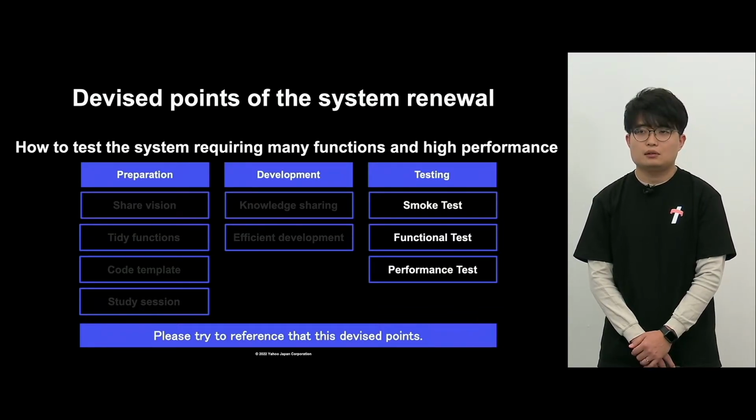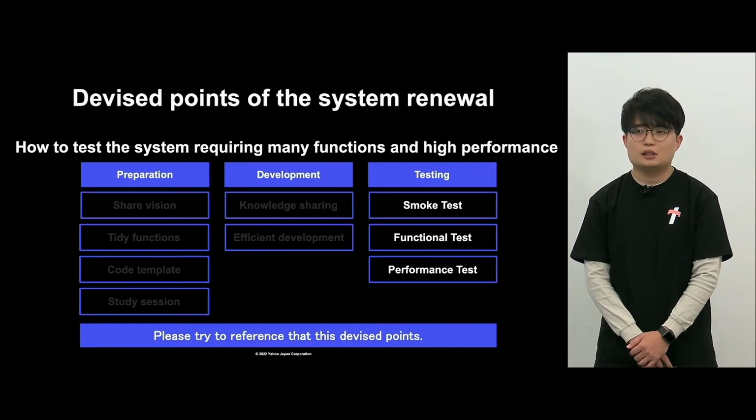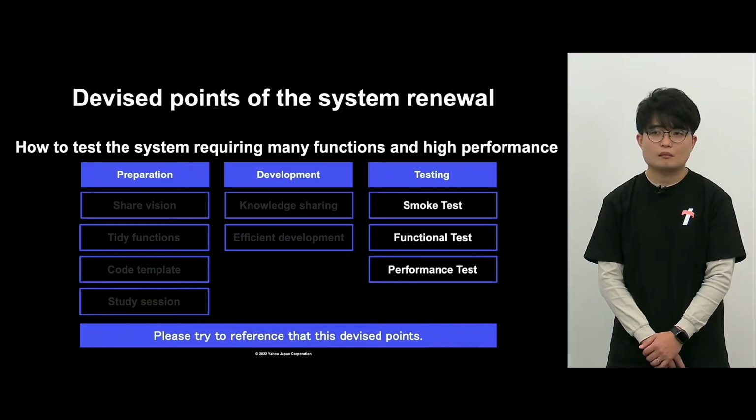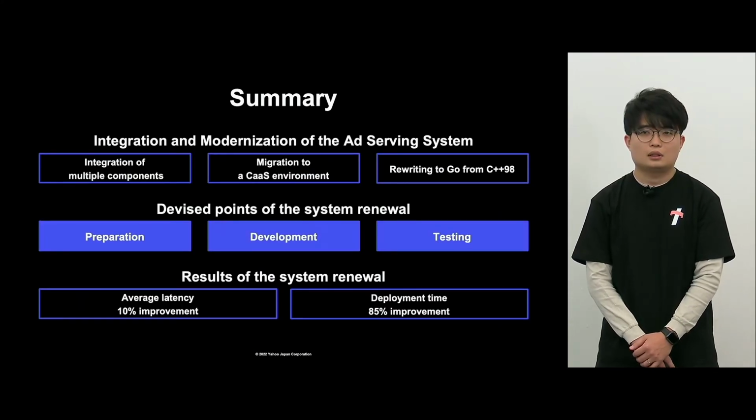So for ad serving systems, in terms of requirements, there are a lot of functions and high performance requirements. So unit tests alone will not be enough. The combination of tests will serve you well.